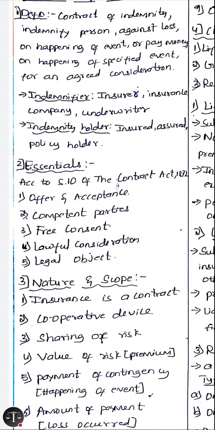Essentials. The essentials of a contract of insurance are: according to Section 10 of the Indian Contract Act 1872, there should be an offer and acceptance. There should be an offer from the insured and an acceptance from the insurer. Both the parties should be competent to enter into a contract. The contract must have been entered via free consent. There should be a lawful consideration. The consideration in a contract of insurance is called premium. And the object should be legal. The object of insurance should be legal.